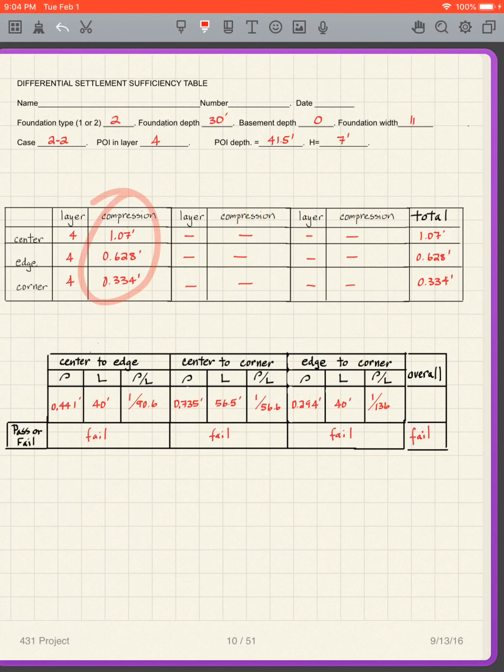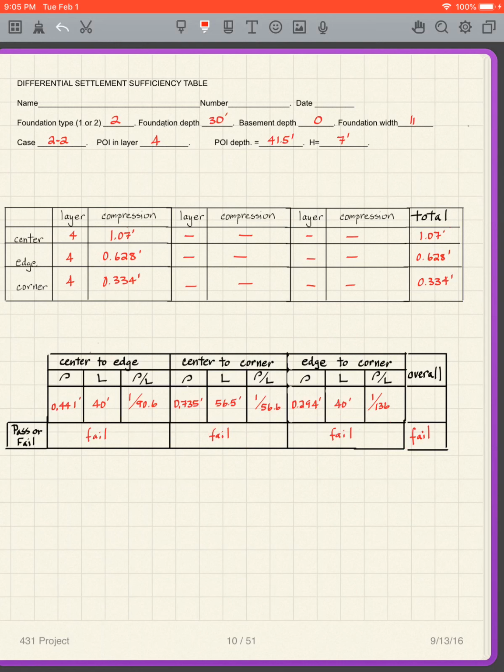So there's the calculations we just did, there's my total, and then I go back and do my center to edge rho over L, center to corner rho over L, edge to corner rho over L, and what do I find? 1 over 90.6, 1 over 56, 1 over 136. Again, they're not 1 over 300, they're bigger than 1 over 300, so that fails, that fails, that fails. Overall, that fails. So we've done 2 of the cases for you, and in this particular situation, both of them fail. So these don't work. We can't build these.